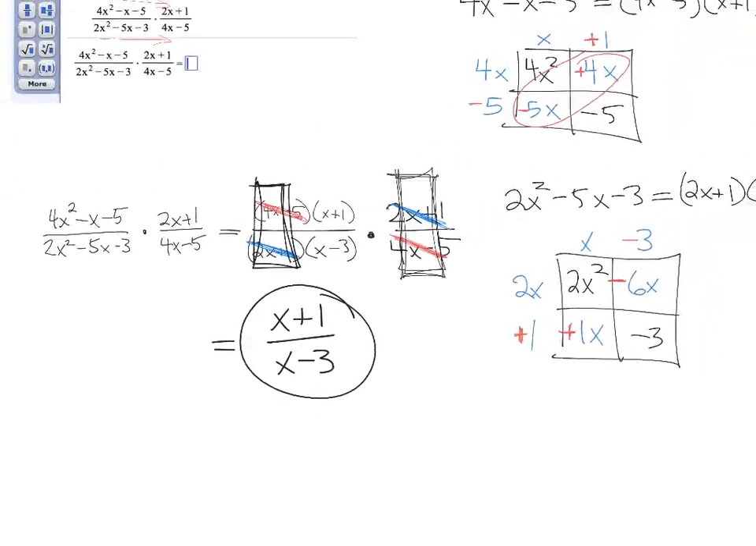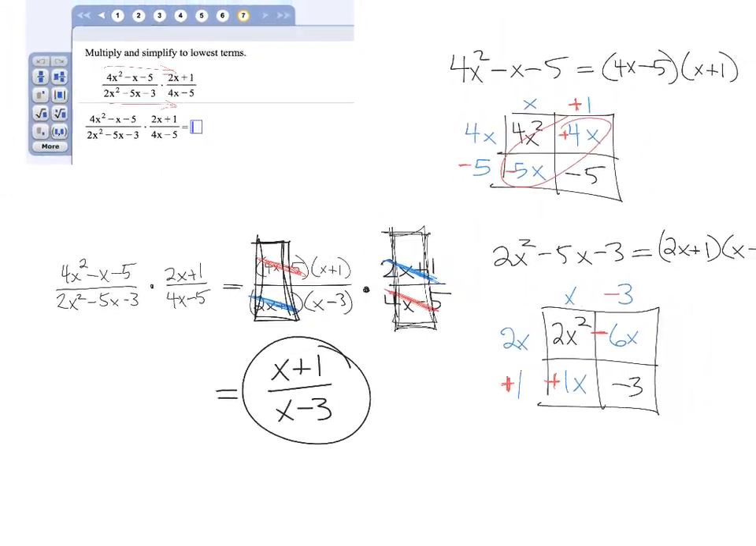That was a lot of work. I mean, if you look at it, what do you have? You have to copy the problem. You have to do some factoring over here with your box method. And then we have to look for things that can simplify. That's a lot of work.